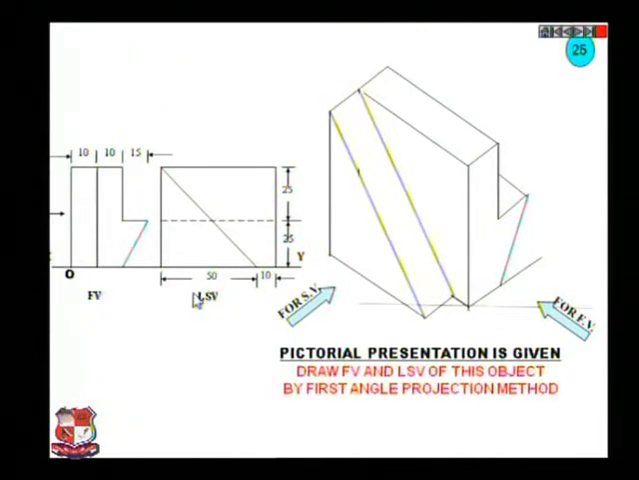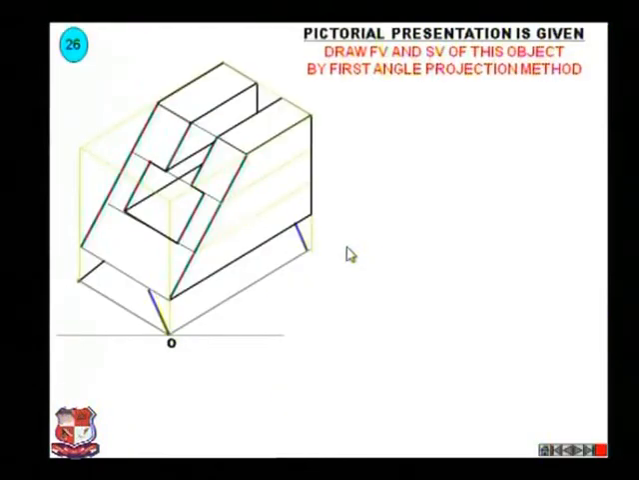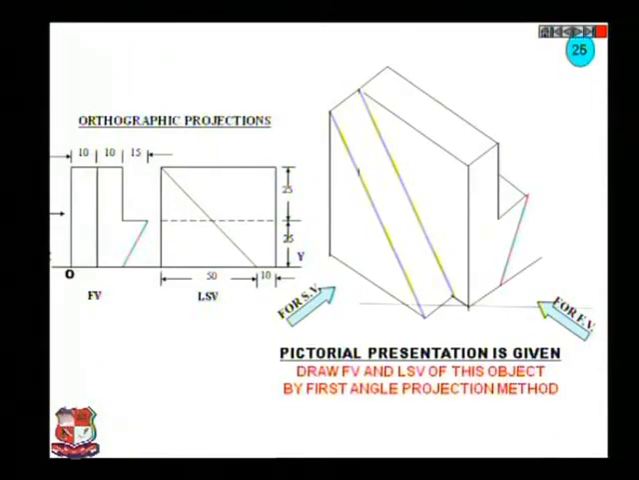So in left hand side view, this view would appear like this, and this edge from this end to this end is not visible, hence it is represented by dotted line over here. Orthographic projections. So I hope this is the solution of the 25th problem.